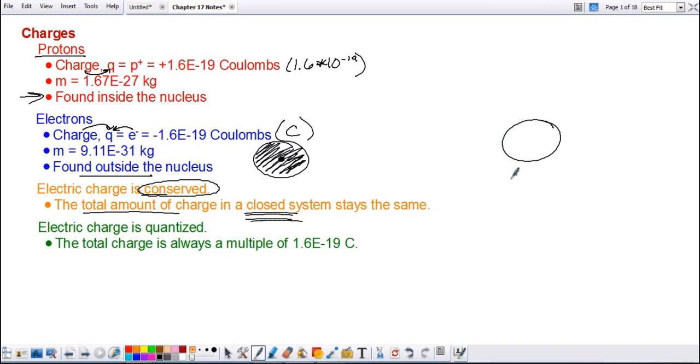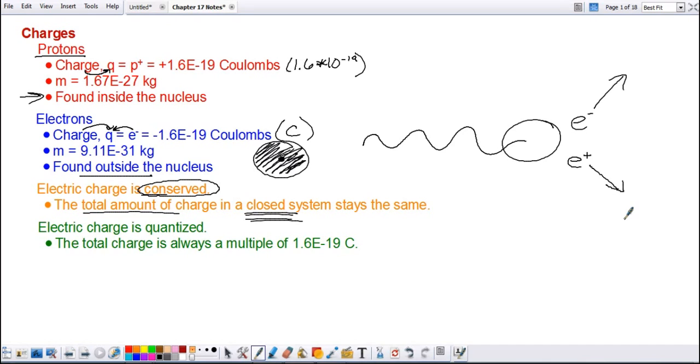So this is a nucleus, okay? And then we have a photon coming in. And if it hits this nucleus in just the right way, there's going to be pair production. What's going to happen is we are going to get an electron that flies off in one direction, and then we're going to get this thing called a positron that flies off in the other direction.